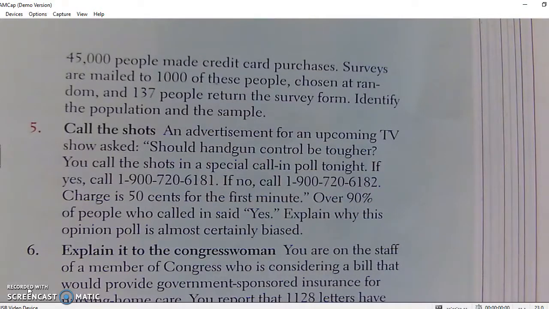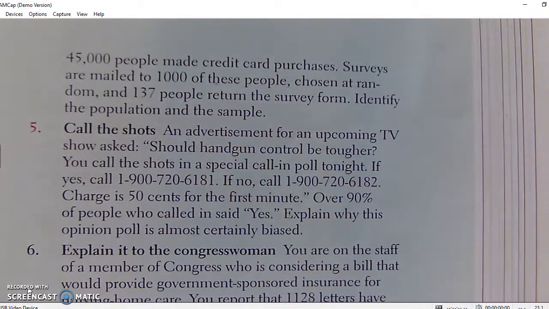Of the sources of bias that we've talked through, this opinion poll is subject to two sources of bias. The first one is voluntary response bias, because everyone has a choice to opt into this survey. So only those people who feel most passionately about this subject are actually going to take the time to call in. Lastly, this survey is also subject to wording bias, because of the part that says you call the shots in a special call-in poll tonight. They are suggesting a certain sort of lack of neutrality to the people listening to the survey.